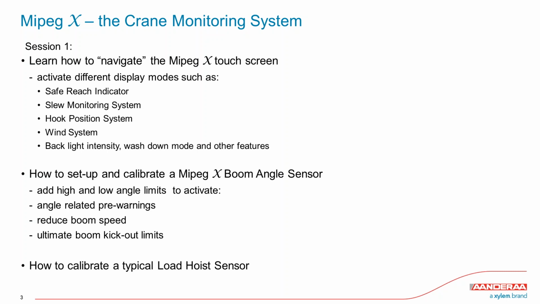We will also go into how to calibrate a Mipeg X. We start with a boom angle sensor, and when we've done the calibration, we will also show that we have added additional features. We have added several high and low angle limits, and the reason for this is to give you pre-warnings, outputs which can reduce the boom speed, ultimate boom kickout limits, etc., making operation of the crane safer and better. When we've done the Mipeg X boom angle sensor, we will continue to show how to calibrate a typical load hoist sensor. So that's what we're going through in session 1.